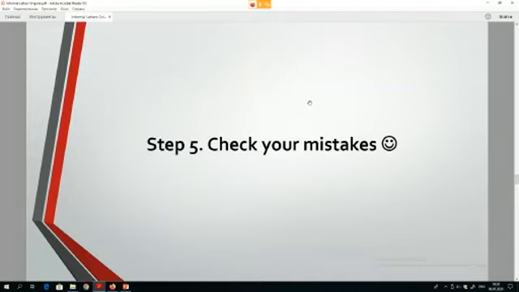Step 5, check your mistakes. Don't forget to check your mistakes. Well, especially spelling mistakes, right? Because you can drop a letter. And in this way, just look through, right? Read through the information that you have written.